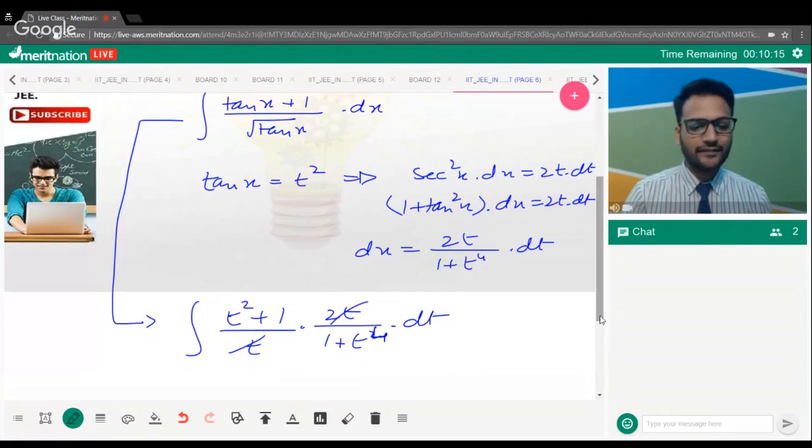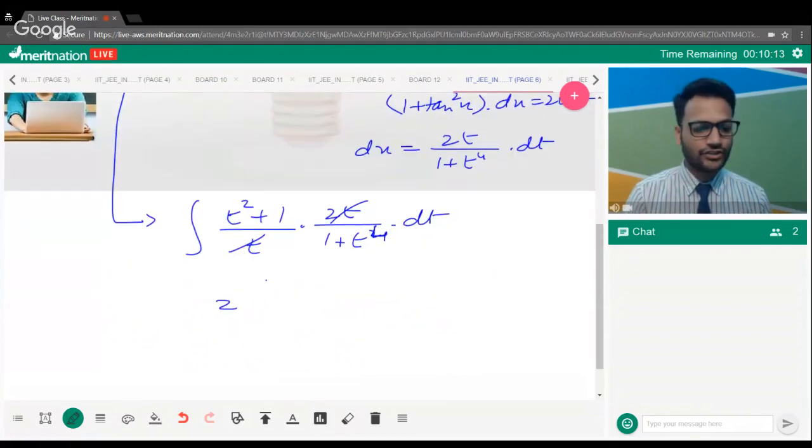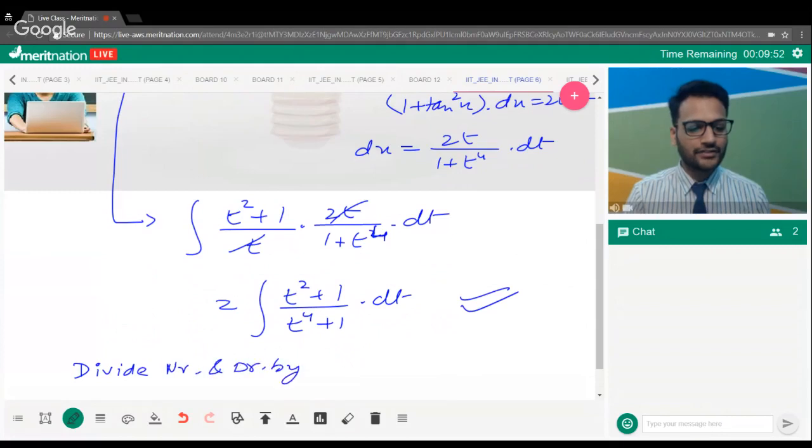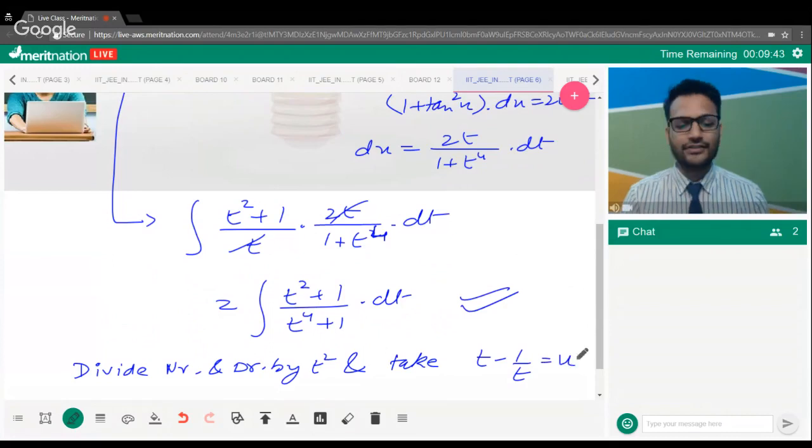So whatever we are getting, we have already solved this question once. It's twice of t squared plus 1 upon t to the power 4 plus 1 dt, which you can solve further, right? Very easy. Again, the same substitutions: divide numerator and denominator by t squared, and take t minus 1 upon t, in this case, as u to solve it.